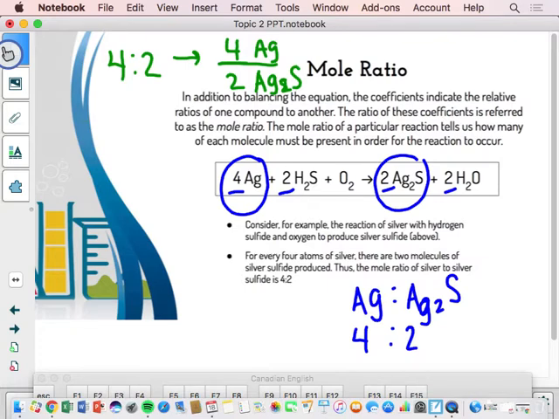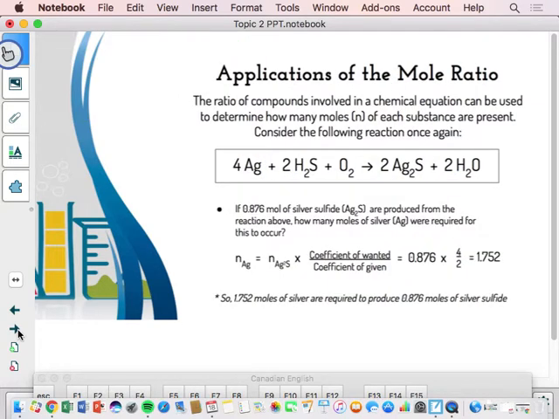And it will explain that over here. So let's go over one of these examples and then we'll finish here. It says, how do we apply the mole ratio? If you take Chem 20, you're going to do this with higher mole ratios. It says the ratio of compounds involved in a chemical equation can be used to determine how many moles, they use the letter n, of each substance are present. So consider this reaction once again, and then they're going to give us a question.